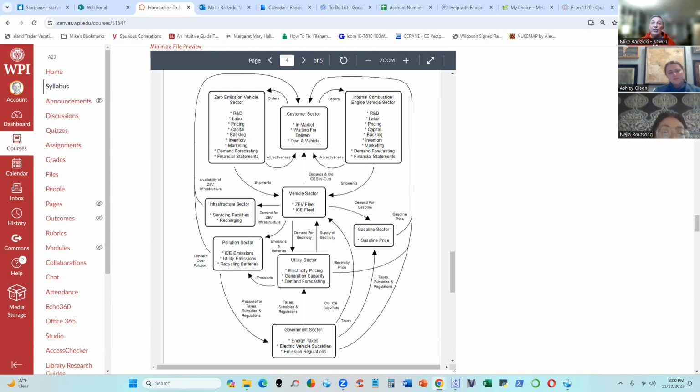And there's all sorts of variables that were in these sectors that were important: R&D, labor, pricing, what have you. Then the customer would make a purchase, and the mix of the vehicle fleet in the state would change. There'd be some percentage zero emission and some percentage internal combustion.